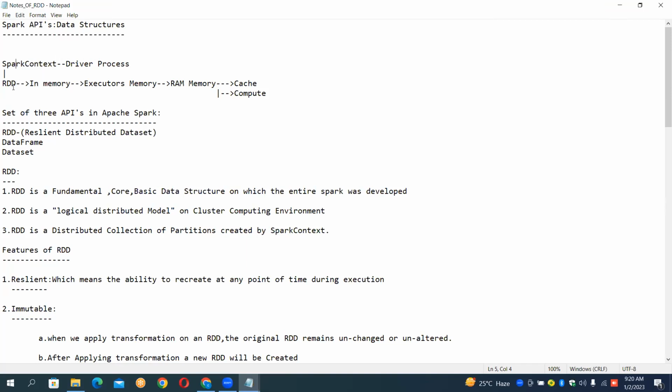Then you have RDD. RDD stands for Resilient Distributed Datasets. In RDD, in the executors' memory, RAM consists of two types of memory: cache and compute. And then we have a set of three APIs in Apache Spark: RDDs, DataFrames, and Datasets.